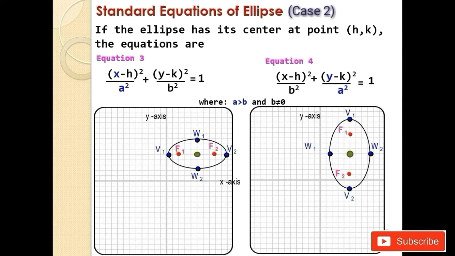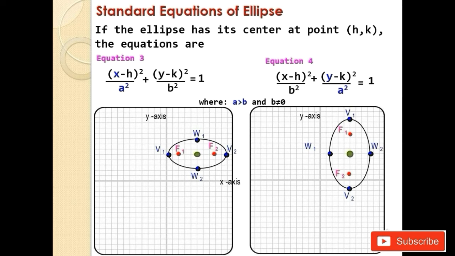Case number 2 is when the ellipse has its center not at the point of origin, or at point (h, k). The equations are: type 3, quantity x minus h squared over a squared plus quantity y minus k squared over b squared equals 1. And type 4, quantity x minus h squared over b squared plus quantity y minus k squared over a squared equals 1. Still, in both cases, a is greater than b, and b is not equal to 0.